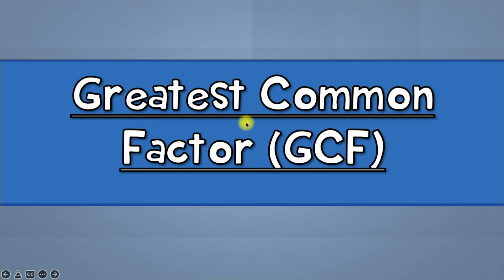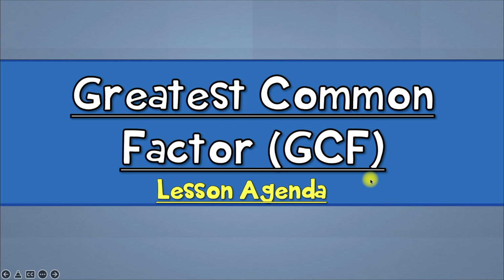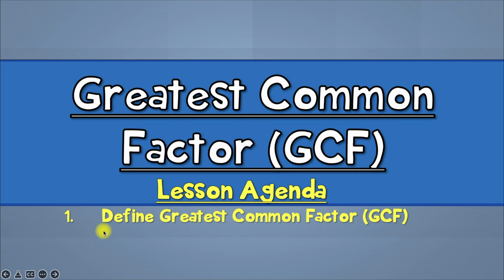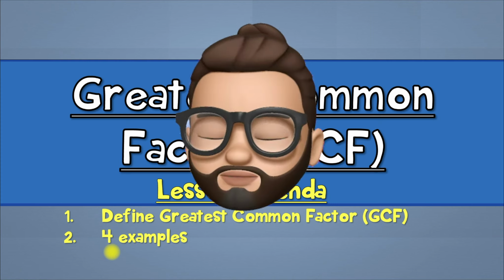This lesson is on greatest common factor, also known as GCF. And to make sure you master this skill, on our lesson agenda, we're going to make sure two things happen. Number one, we're going to make sure we define what greatest common factor is. And number two, we're going to give you 4 examples. We'll do 2 examples first, and then you can try the last 2 examples on your own.